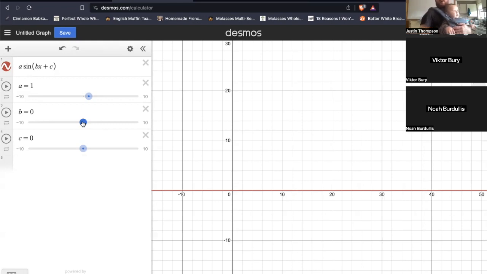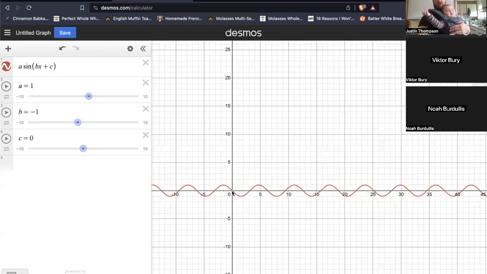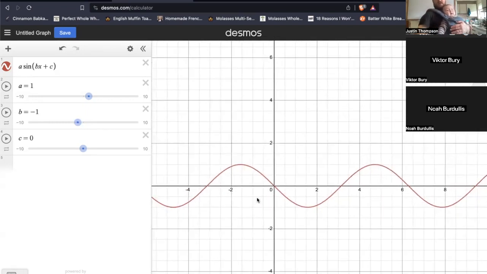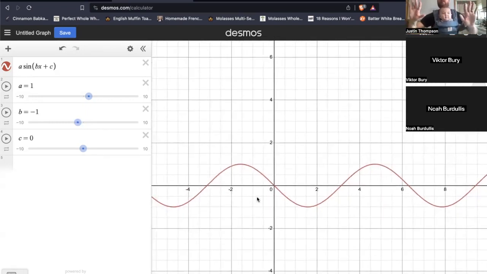And so now I'm going to go to the negative side and let's see what happens. When I'm down here at -1, notice what's happened. You could think about this as we have reflected the original graph of sine.